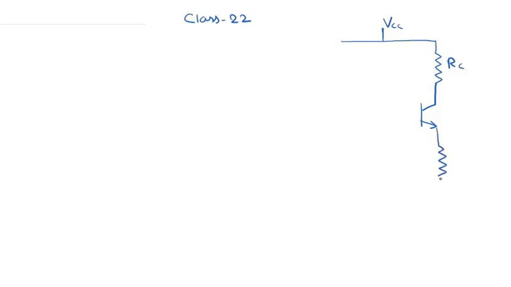Of course this RE need not be present, but as I said earlier, this RE is put here to enhance biasing stability against any variation in beta. Okay, so we'll show this later. Right now just concentrate on this circuit.